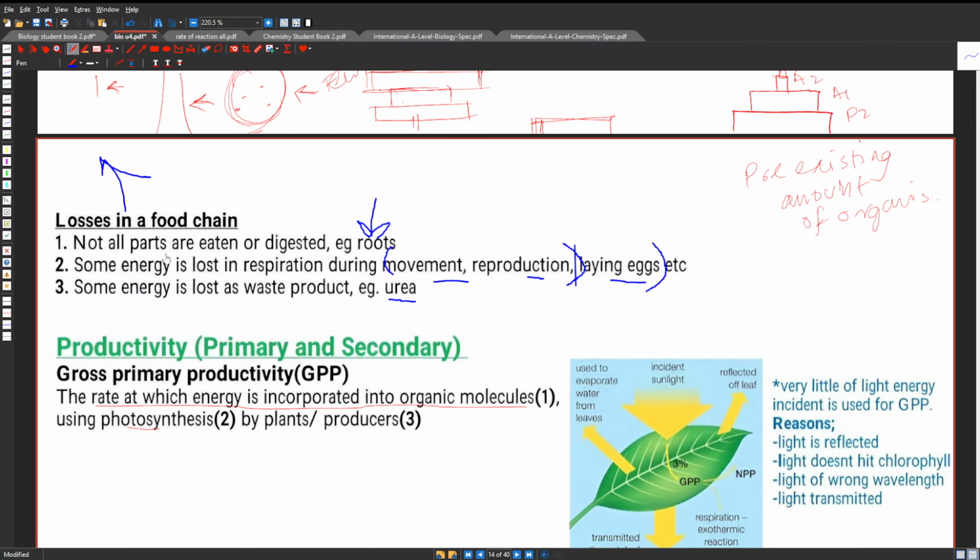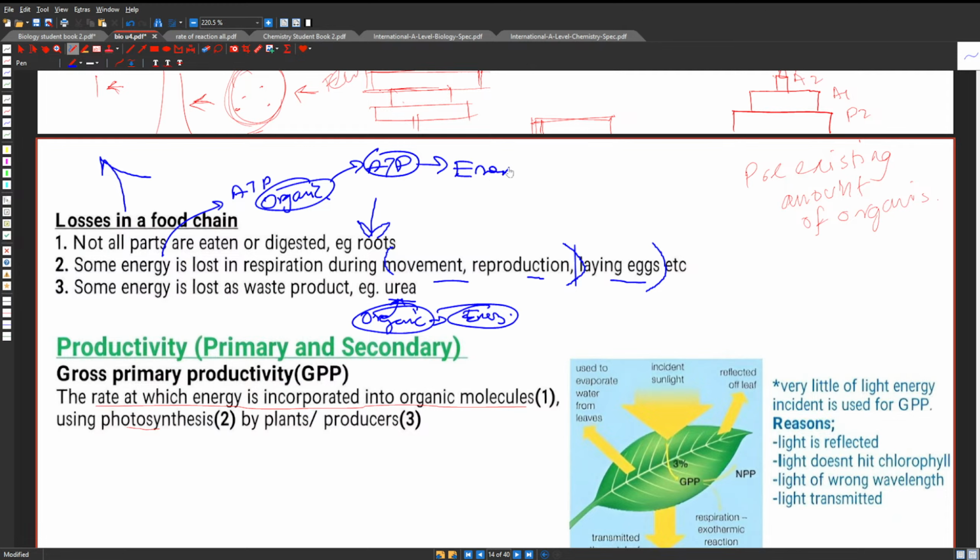Now remember, energy is ATP. Energy can also be considered your organic compound. So urea contains some organic compounds, which means that when you waste out urea, you're wasting out organic compounds, which means you're wasting out energy. In the case of movement and reproduction, you're breaking your organics down into ATP, and that ATP is broken down into energy. That ATP is used up as energy.